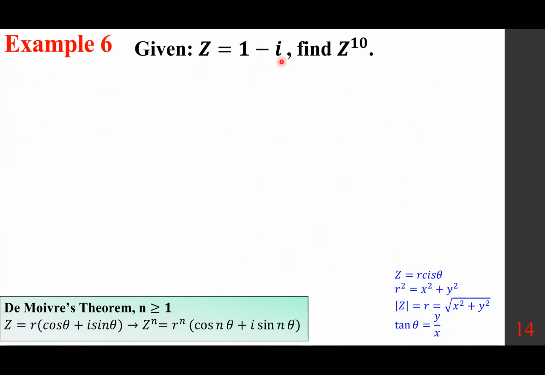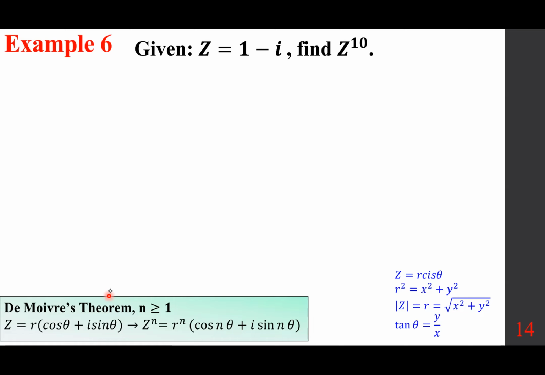Z equals 1 minus i, and we want to raise it to the power of 10. In order to do that, this is a rectangular form. That means I've got to multiply 1 minus i by itself 10 times. We don't want to do that. It takes a long time. An easy way is to change this to polar form r cis theta first, and then use De Moivre's theorem. So let's do that.